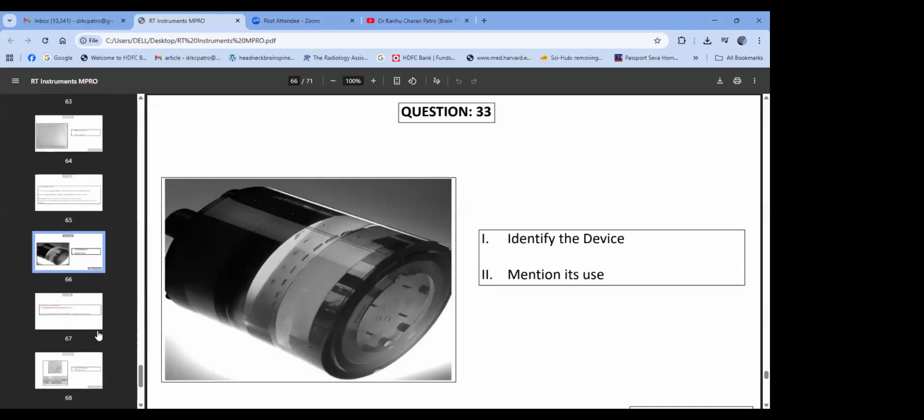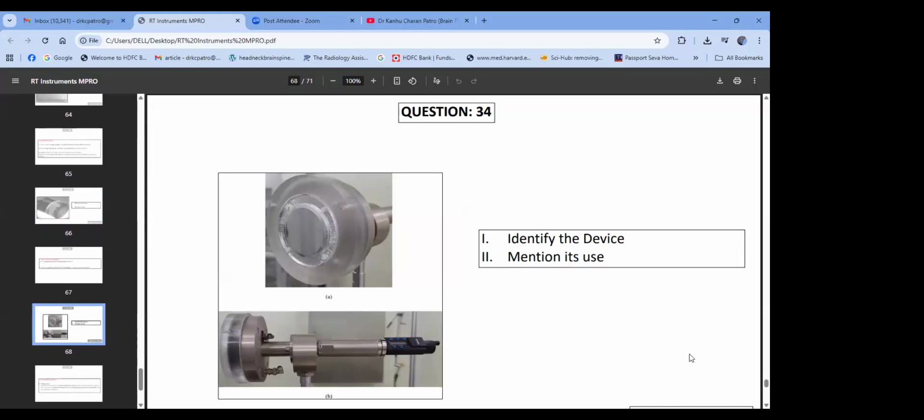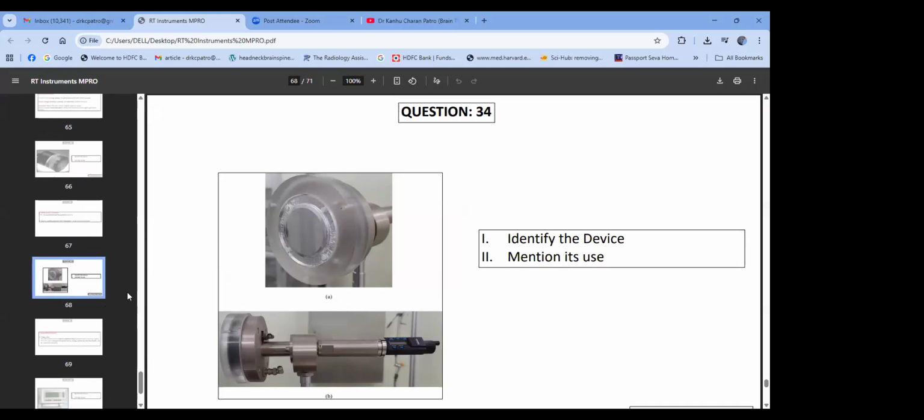Okay, going to the next question. So identify the equipment or device. This is an extrapolation chamber, sir. It is used to accurately measure the dose in superficial layers, that is the surface or build-up region, and to perform absolute dosimetry of low energy photon and electron beams for calibration procedures.